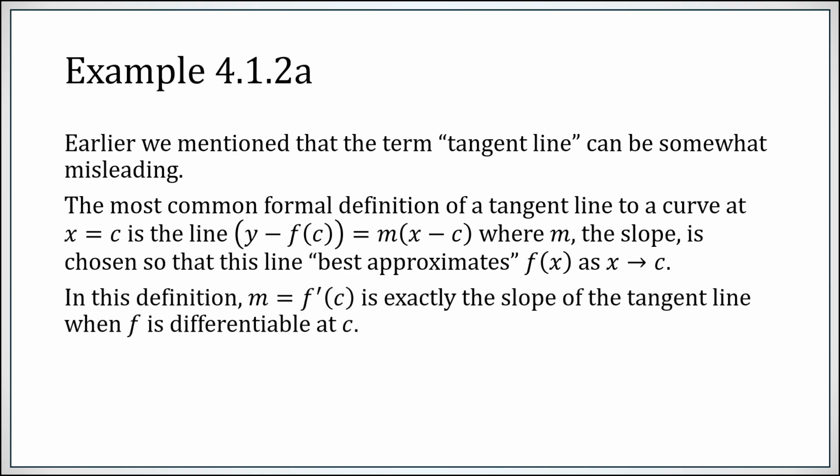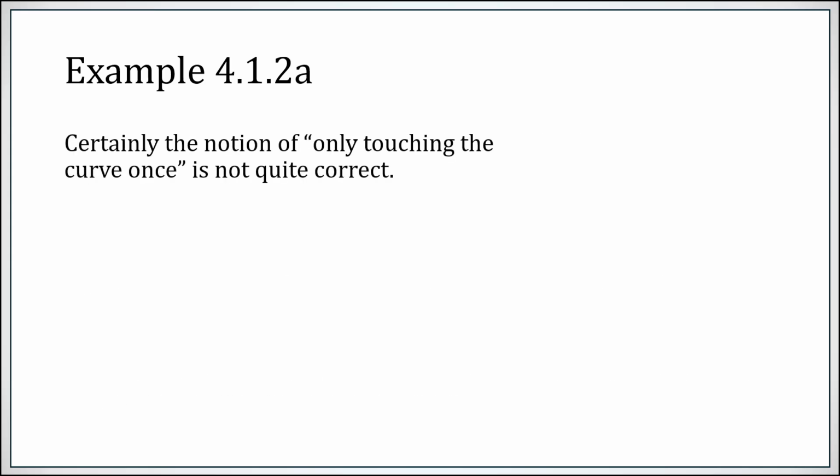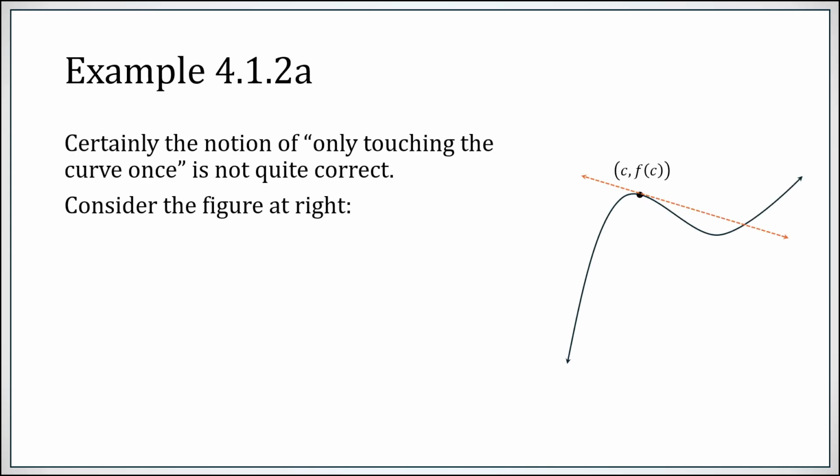Now in that definition, the slope m is f prime of c. That's exactly the single unique value of the slope of this line to get the best approximating line at a certain point. However, there's a common intuitive notion of what a tangent line means, in that it should somehow bounce or deflect off a curve or only touch the curve at a single point. Now, the notion of only touching the curve once is definitely not right.